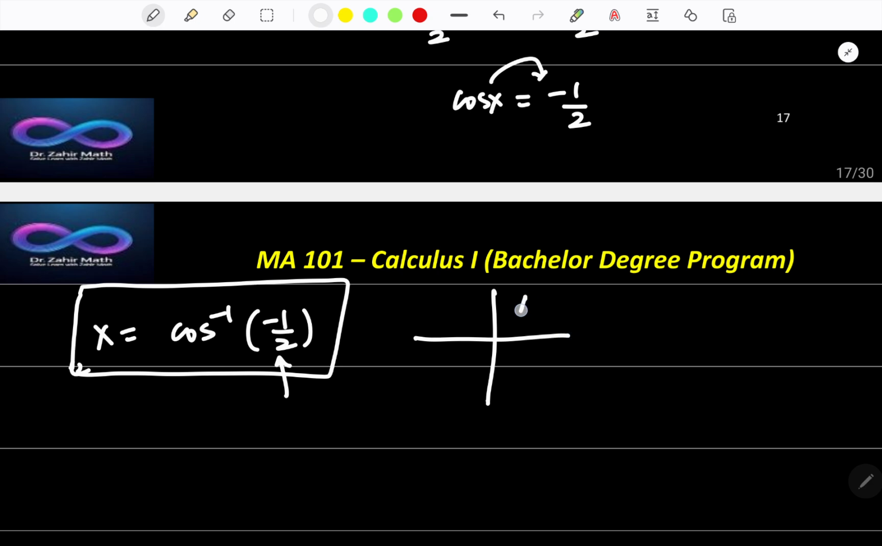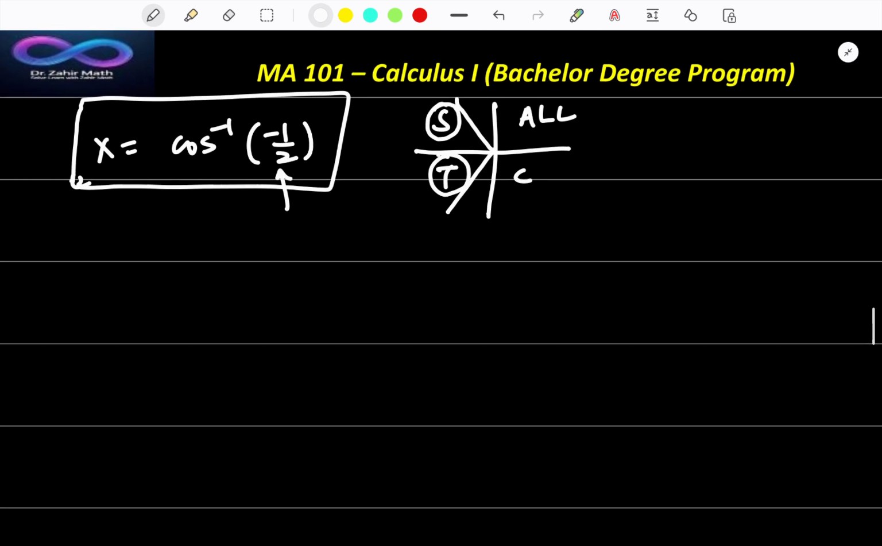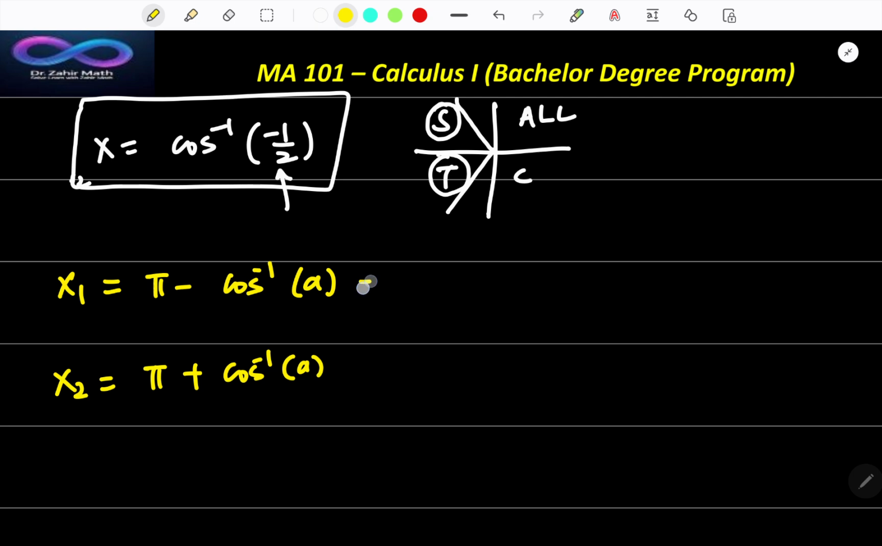Look here, all of you, this is all STC, right? Now cosine is negative in two places, here also and here also. Why? Because here sine is only positive, tan is only positive here, right? So therefore two answers you have to bring. What is the formula I gave you? The first answer is x1 equals pi minus cosine inverse A. Second formula, x2 equals pi plus cosine inverse A, right?